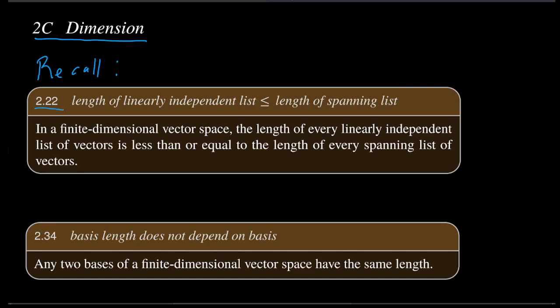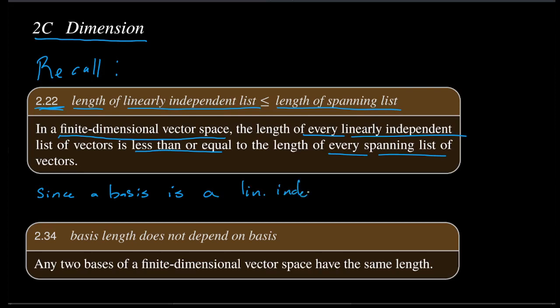recall this result from last time. So 2.22, actually this was two lectures ago, says that the length of a linearly independent list is less than or equal to the length of a spanning list in a finite dimensional vector space. So in a finite dimensional vector space, the length of every linearly independent list of vectors is less than or equal to the length of every spanning list of vectors. All right, here's the idea. Since a basis is a linearly independent spanning list, this applies.